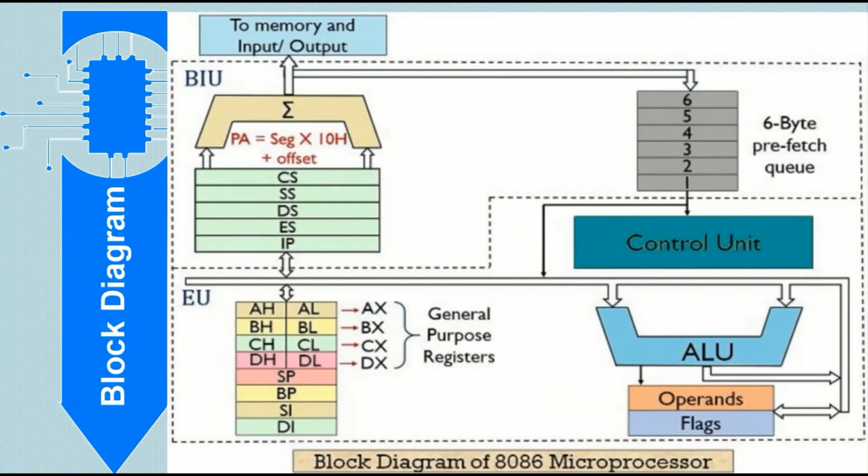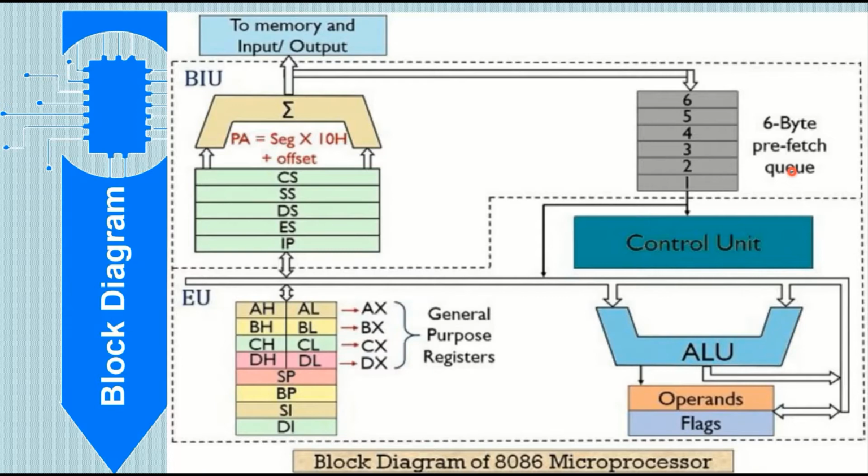Here we will see the block diagram of the 8086 microprocessor. Looking at the block diagram, we will see that the 8086 microprocessor contains two independent functional units, which are the bus interface unit and the execution unit. This portion of the block diagram represents the bus interface unit of the 8086 microprocessor and this portion indicates the execution unit. Segment registers, instruction pointer and the 6-byte prefetch instruction queue are associated with the bus interface unit.